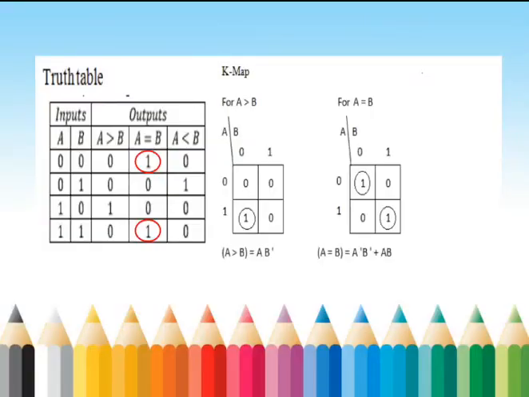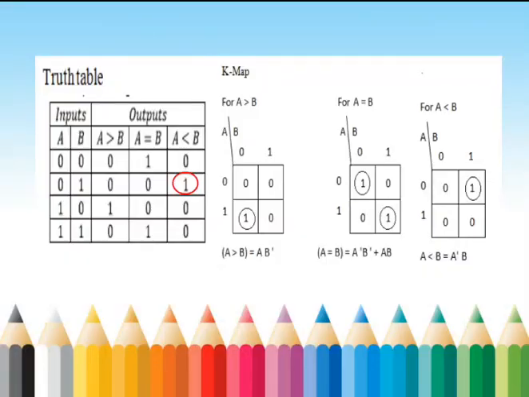Then the K-map for A is equal to B. Yes, this will enable only when inputs are 0 and 3 and they are grouped individually. We have an expression for A equal to B as A prime B prime plus AB, which is a simple XNOR operation. So whenever the inputs are equal, we should use A prime B prime plus AB, that is the XNOR operation for the given input variables.